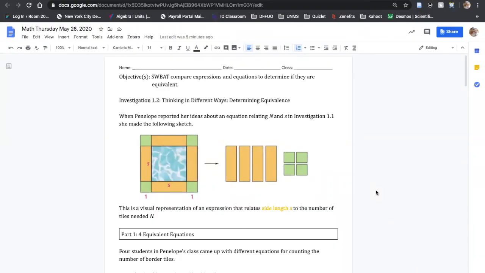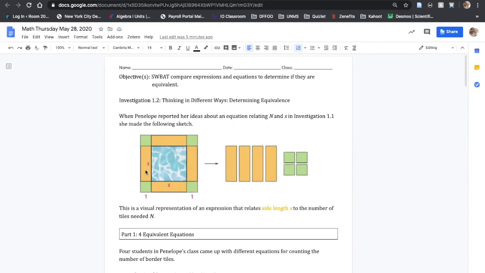Our objective for today states that students will be able to compare expressions and equations to determine if they are equivalent. Remember yesterday we were doing that example where we were looking at the pools that were surrounded by a border of tiles. The idea for today is we're going to figure out a couple of different ways of expressing the amount of tiles that go around the border, and then see if they're all actually equivalent or not.